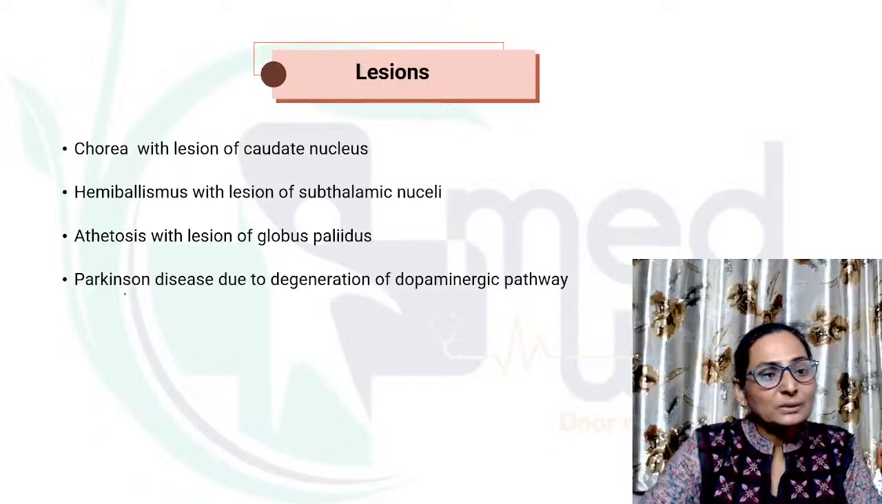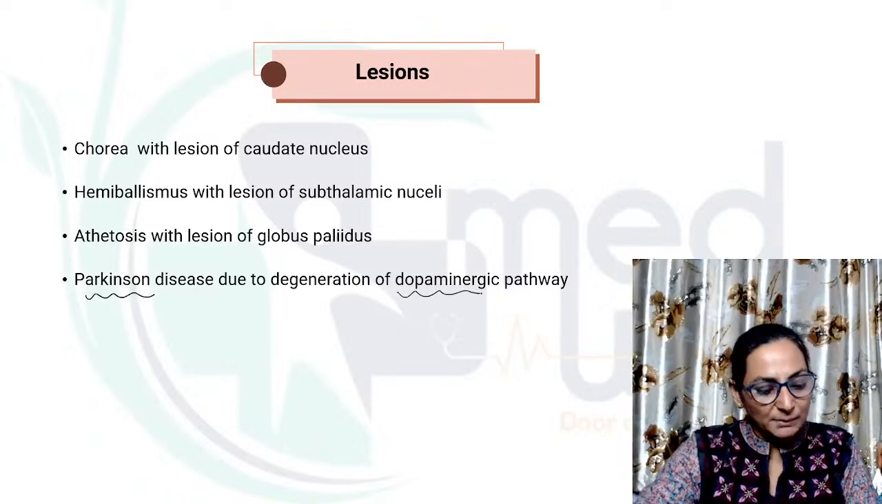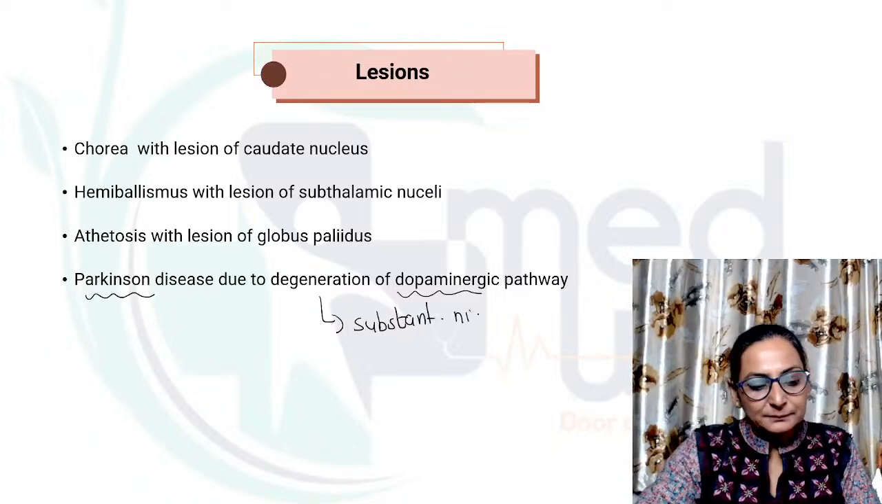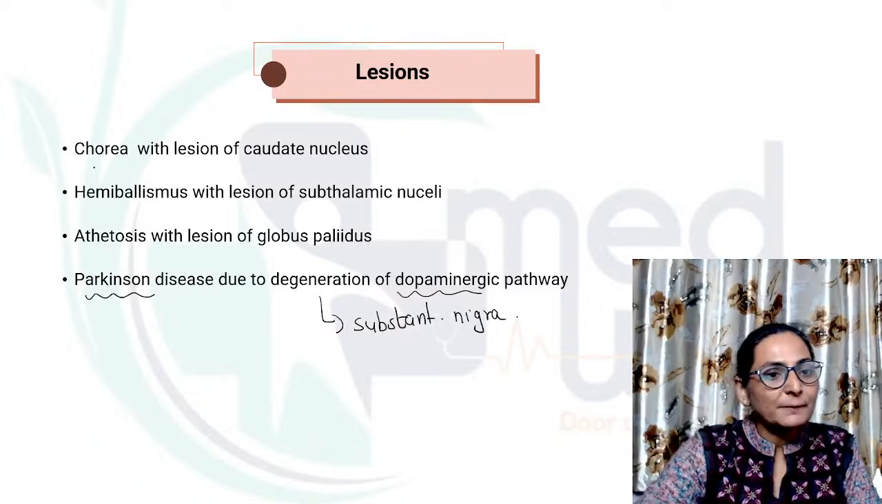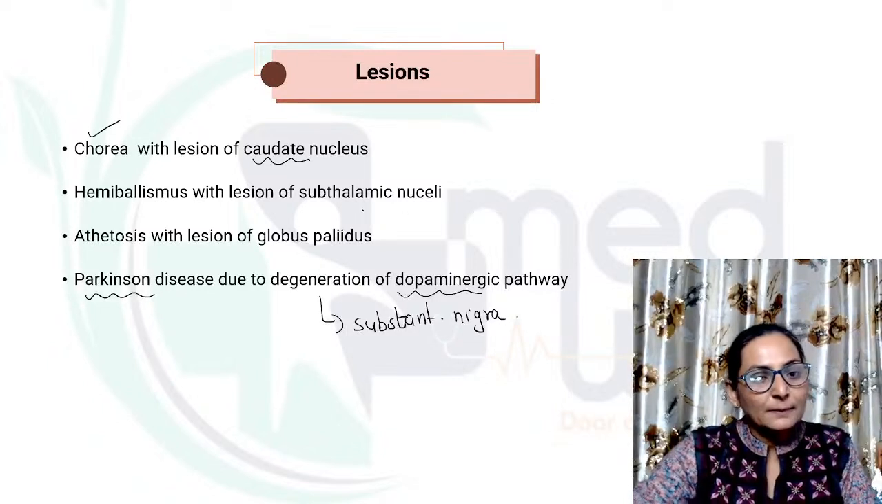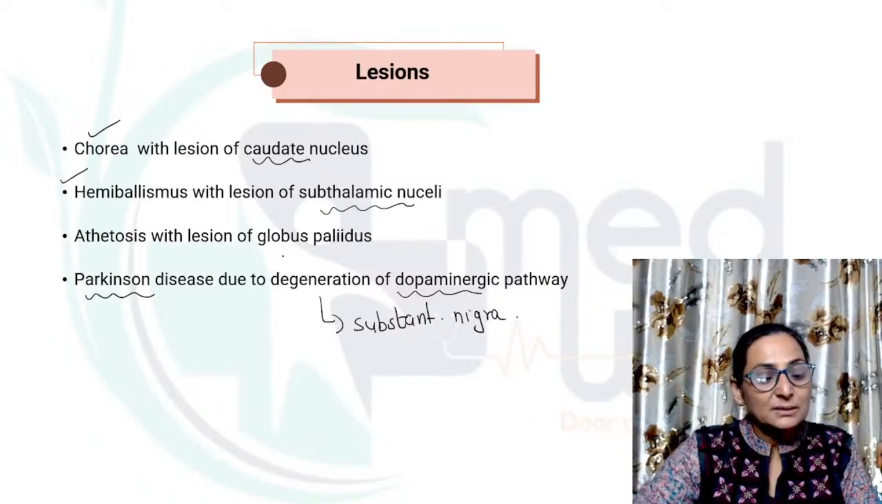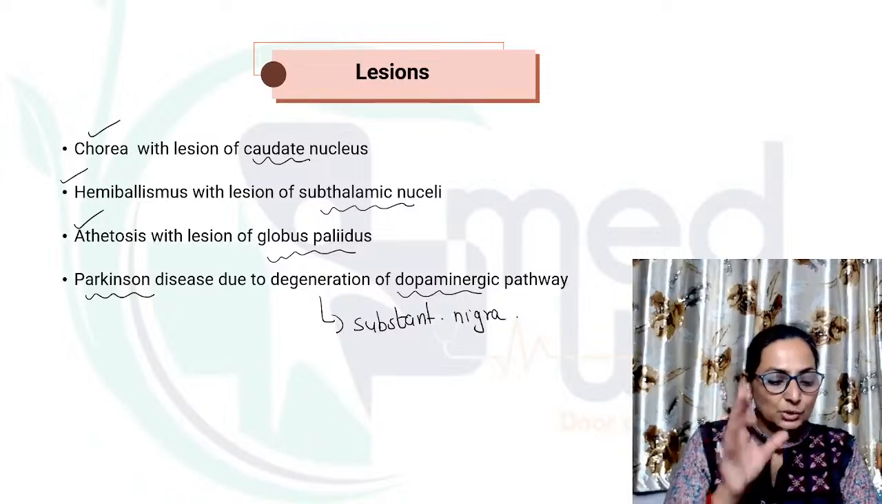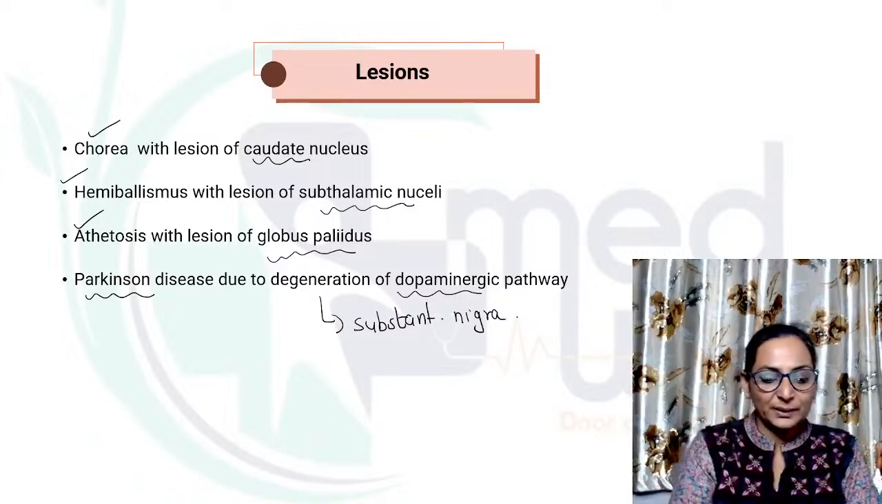Now, we know that Parkinson's is because of degeneration of the dopaminergic pathway in the substantia nigra. You must remember that lesions of the caudate nucleus result in chorea. Lesions of the subthalamic nuclei, hemiballismus. Lesions of the globus pallidus, athetosis. ठीक है, ये आता है. It also comes in the form of match the following.